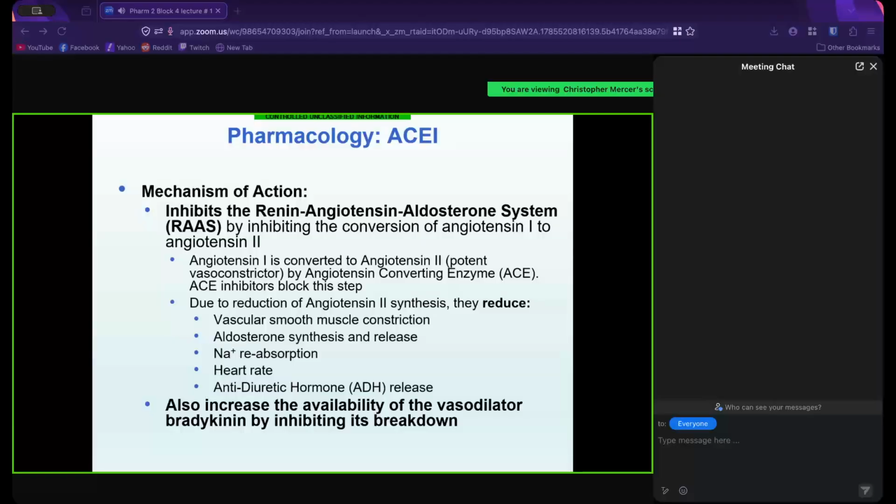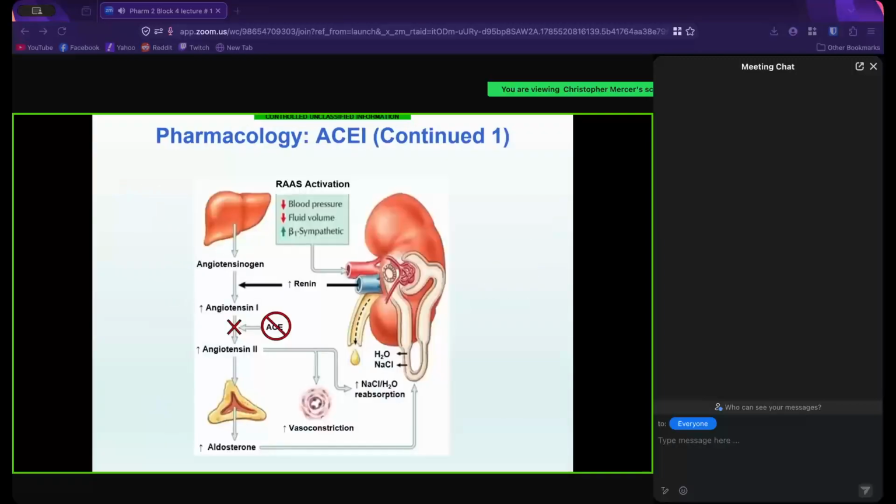However, we do have to consider bradykinin. Bradykinin is thought to cause all of our adverse effects, which can be significant. So the bradykinin is responsible for a lot of vasodilation, and so we're inhibiting its breakdown. So our adverse effects can come from that bradykinin building up and having increased levels.